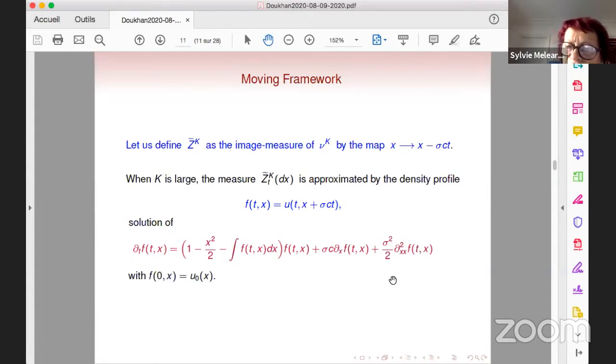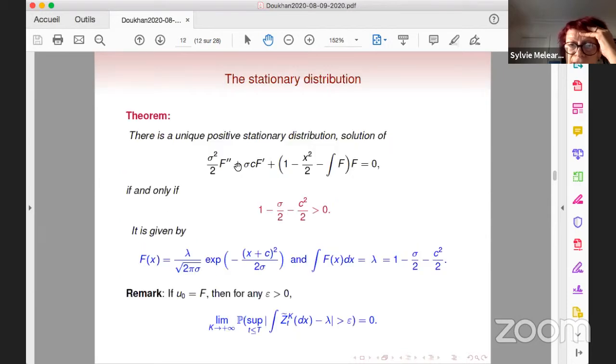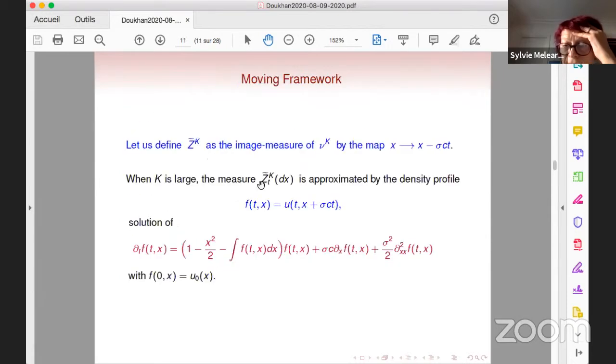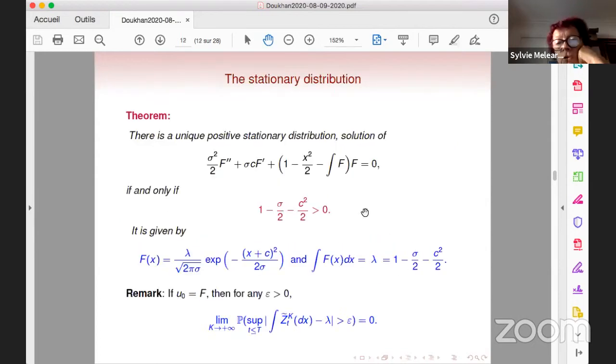What is the behavior of this equation in long time? And so we are interested in the stationary point for this equation, the stationary equilibrium. And so it's very easy because we have this drift term and this diffusion term to prove that under this condition, 1 minus sigma over 2 minus c square over 2 positive, then there is a unique positive stationary distribution, capital F, which is then solution of this equation.